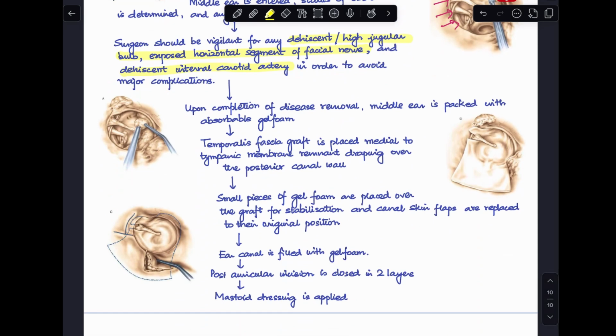Now, upon complete removal of all of the disease, the middle ear gets packed with absorbable gel foam. In this image, you can see you're packing the ear with gel foam.